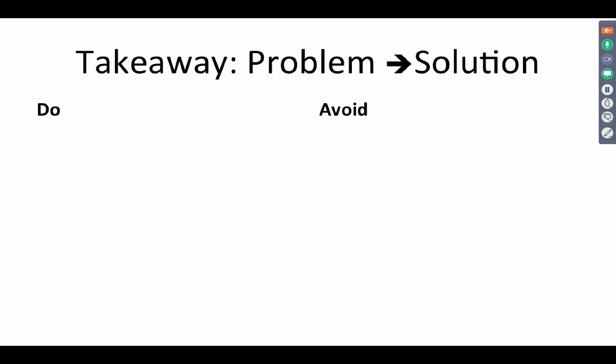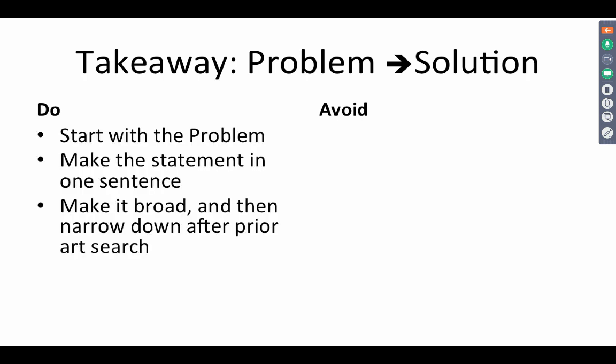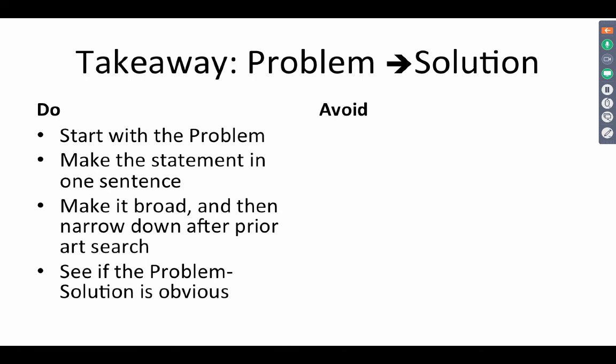Now, what are the takeaways? Problem solution approach: start with the problem, make the statement in one sentence because the claim is in one sentence, make it broad and narrow it down after a prior art search. And see if the problem solution is obvious. You should do an obviousness test.